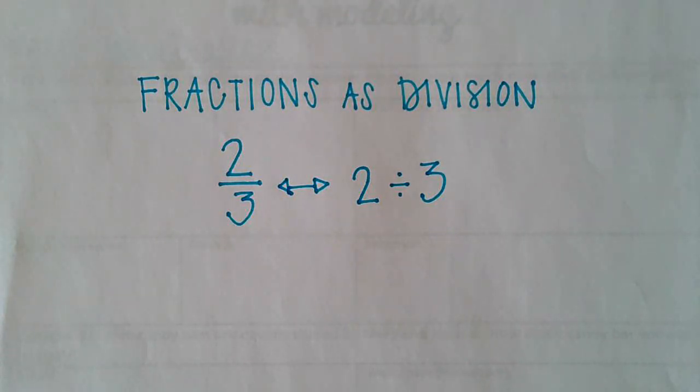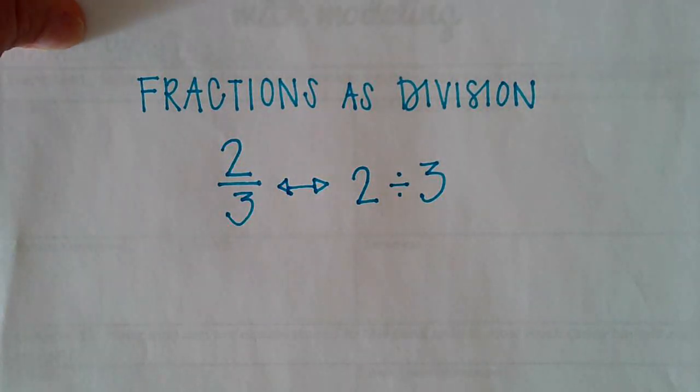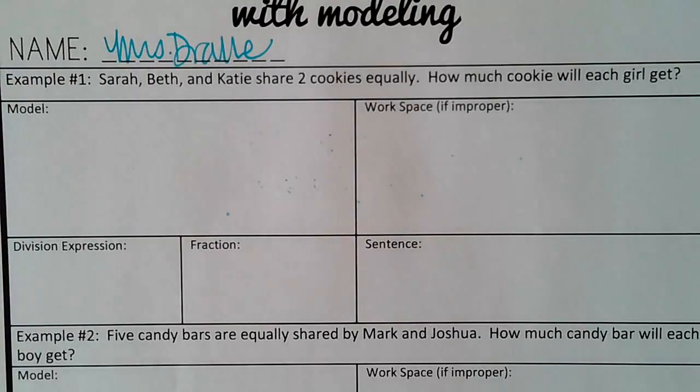Now, today we are going to model to see what that actually looks like. So I've got a couple of problems here, and we will talk about the situations and how they look. So to start, Sarah, Beth, and Katie share 2 cookies equally. So how much cookie will each girl get?